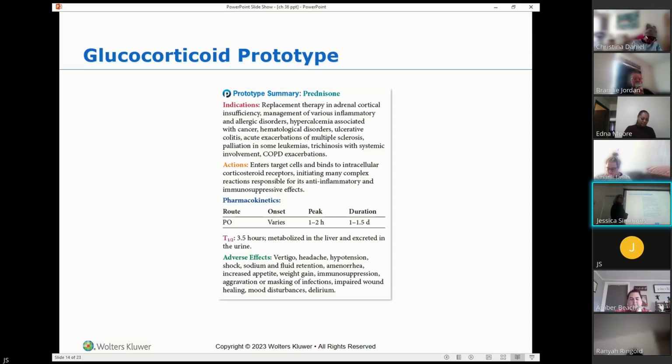So you could have a blaring infection and then you're on high dose or long-term corticosteroids and it's masking those symptoms. And then all of a sudden your patient becomes septic because the symptoms up to now have been masked. Impaired wound healing, mood disturbances, and delirium.